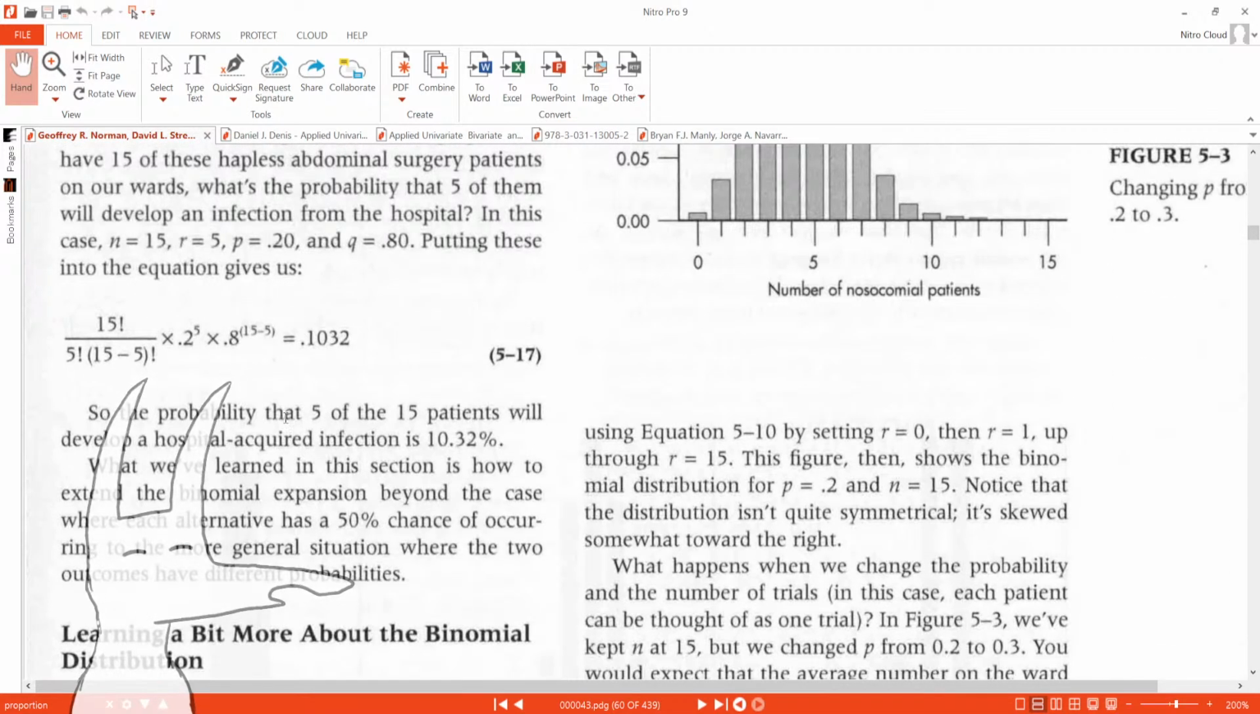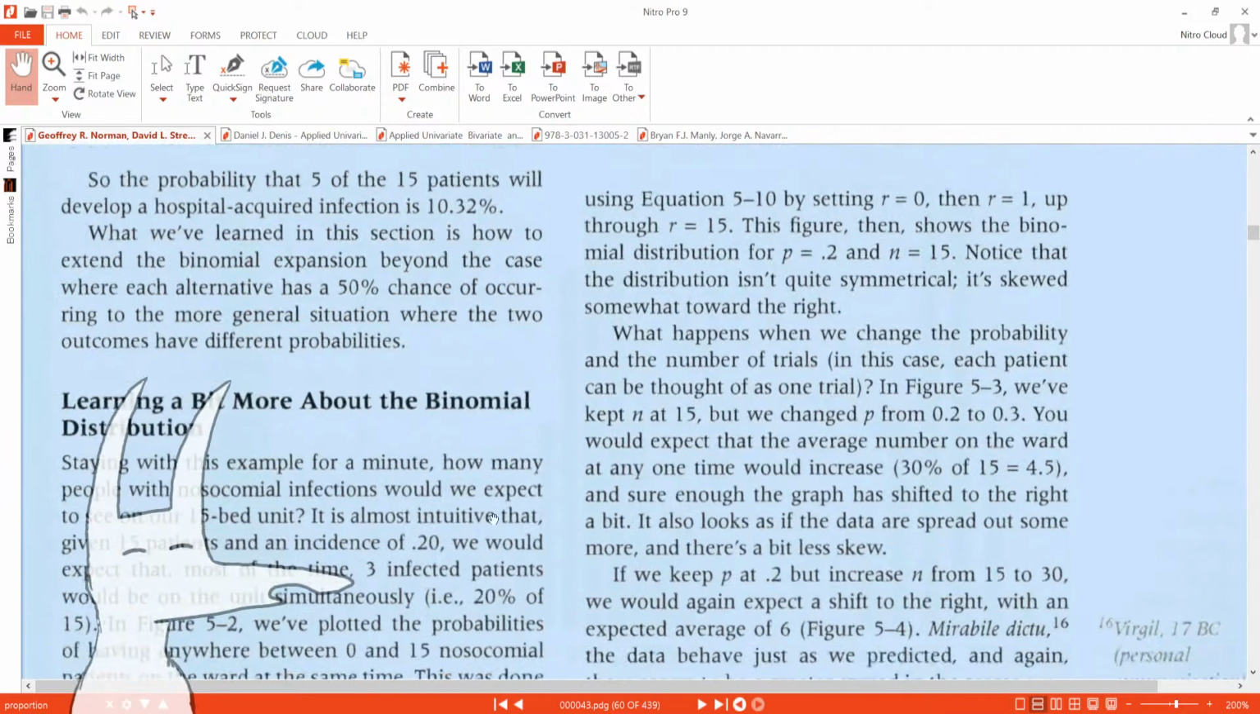So the probability that 5 of the 15 patients will develop a hospital-acquired infection is 10.32%. What we've learned in this section is how to extend the binomial expansion beyond the 50-50 case.